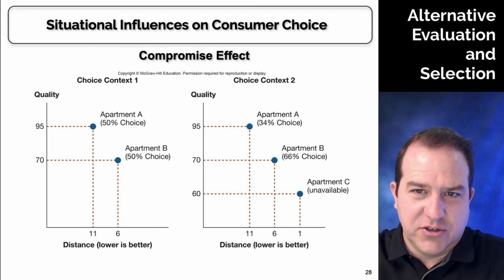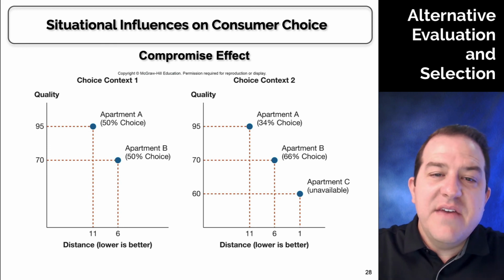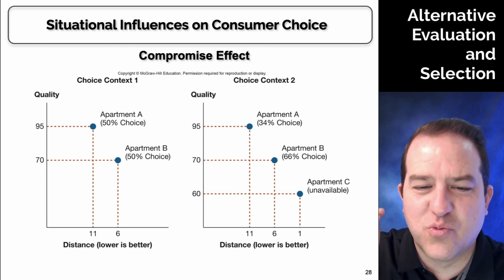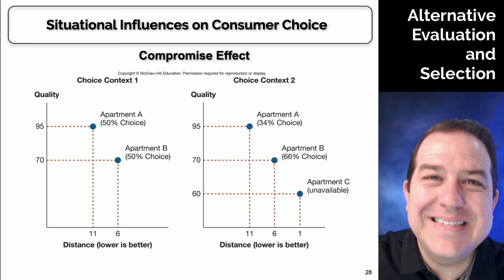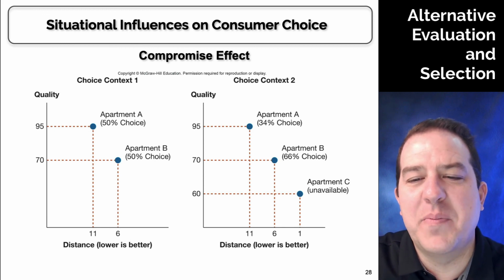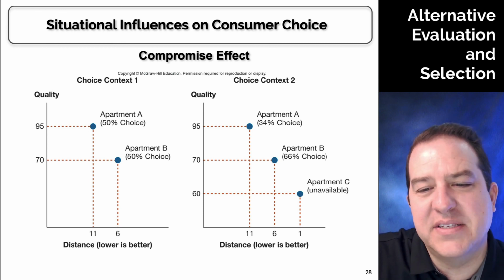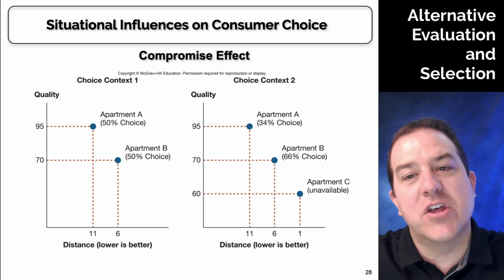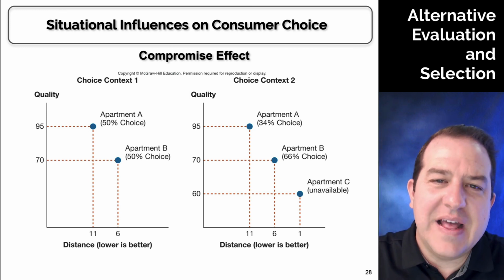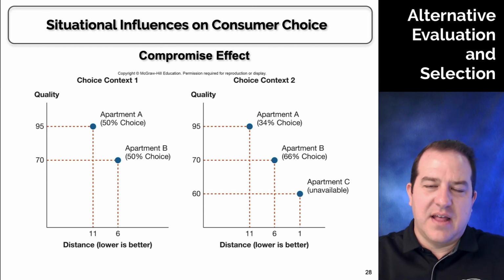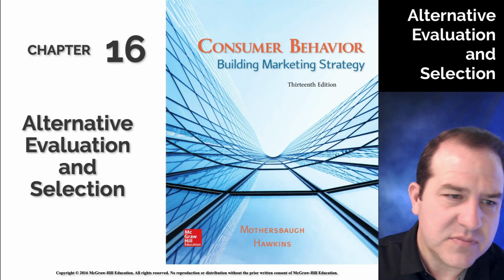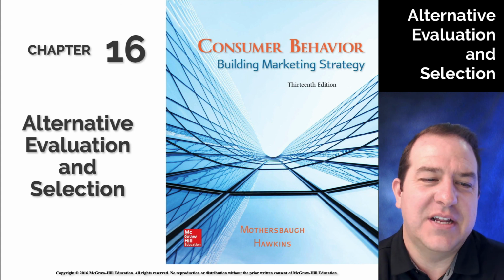Now, if we move over into the right here, choice context 2, if we add a third one, apartment C, that is really close but has really low quality, but it isn't even available. Okay, that's the important part. It's not even available. A lot more people are going to move into that apartment B choice, and a lot less people go into apartment A because of the compromise. They'll say, well, can't have this, I'll just go with the one in the middle. So that's called the compromise effect, and it's something that happens a lot. We just need to be aware and realize that it happens as marketers.